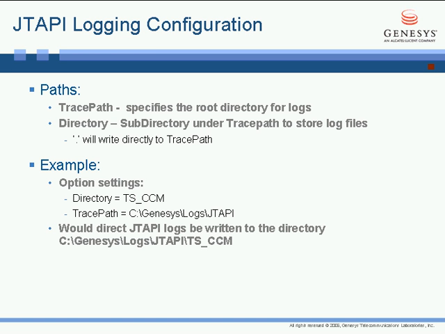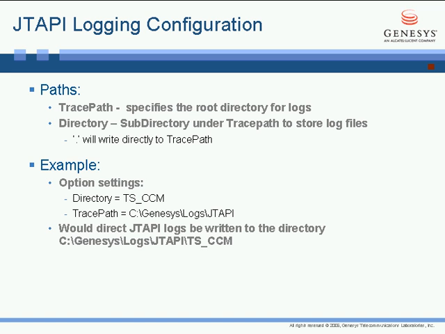So the first couple options beyond actually enabling which logging is enabled are the options for the path. First option, trace path, specifies the base directory in which you want to store logs. Directory, the second option, will name the directory within trace path in which you would like to store your files. Having these directories separate is useful for configuring multiple JTAPI clients on the same host.